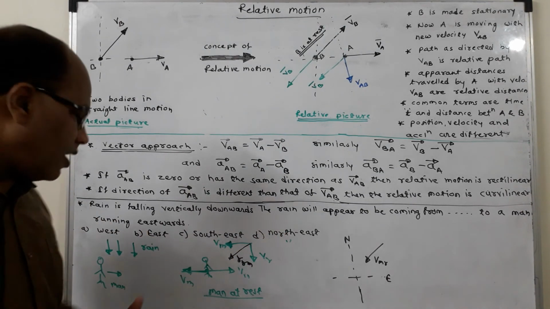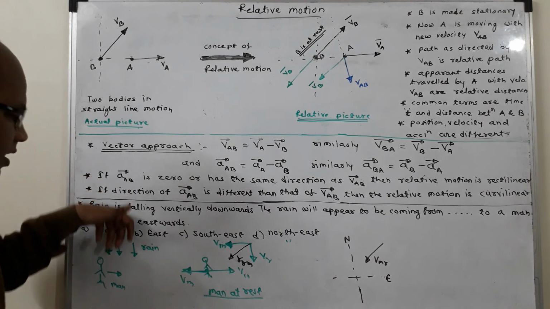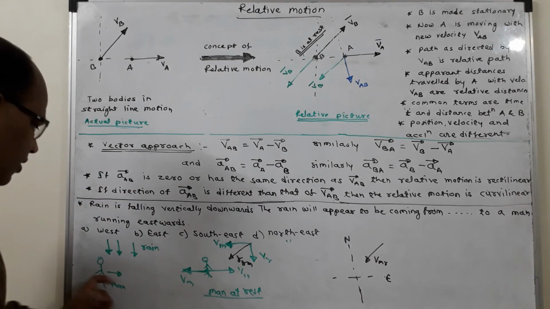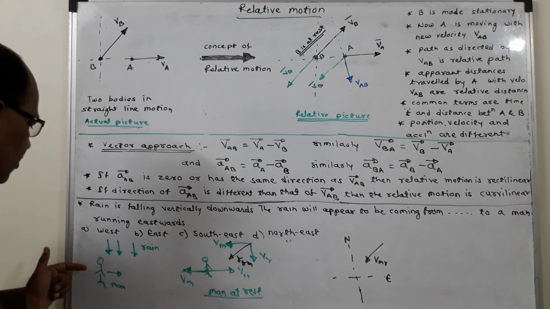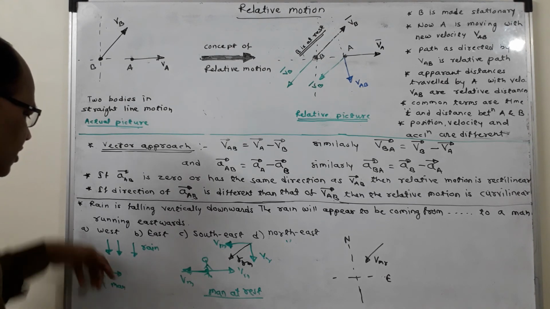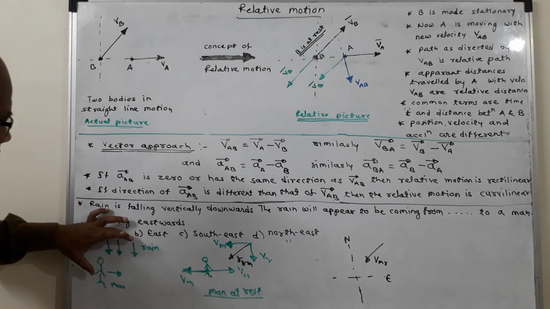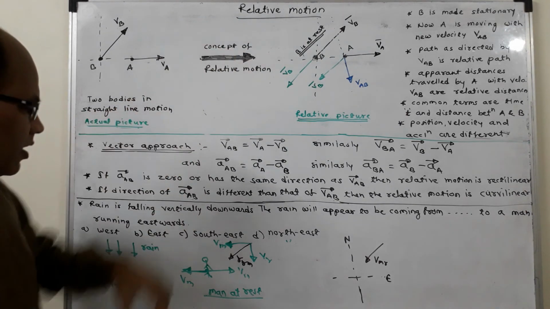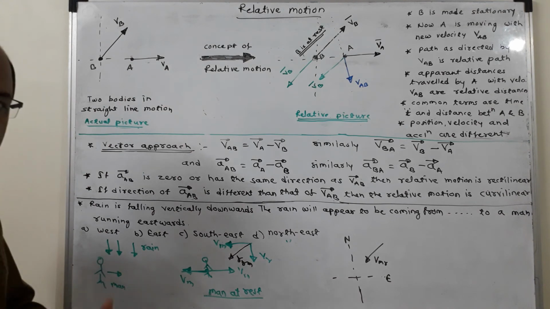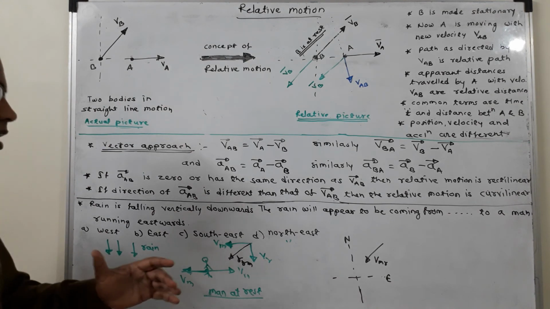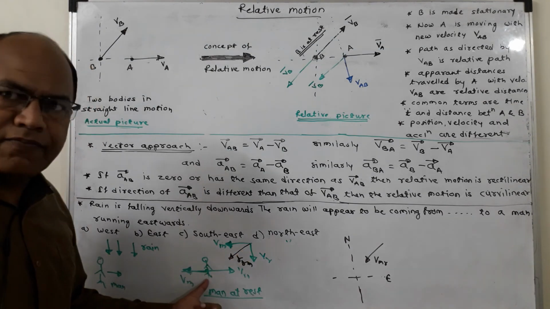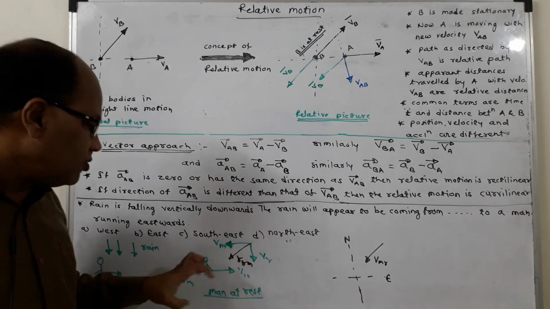Rain is falling vertically downwards. The man is running towards east, and east is the direction towards the right. Rain is falling downwards, so there are two bodies in motion. Now if I want to use the concept of relative motion, I will have to bring one of the bodies to rest. As it is asked to get the relative velocity or relative direction of rain with respect to the man, it simply means that the man should be brought to rest.